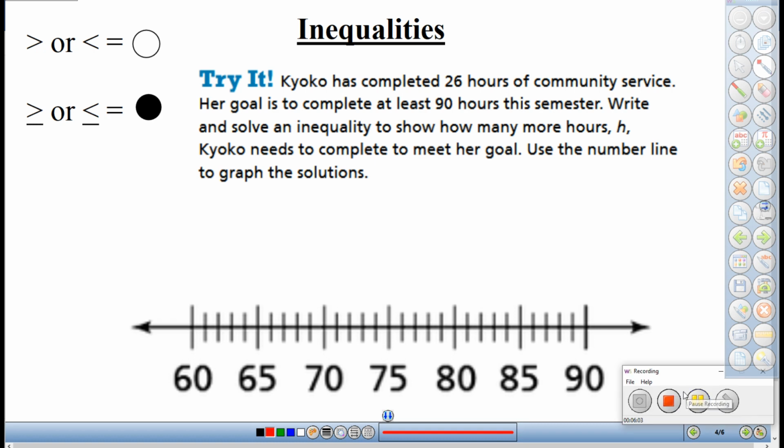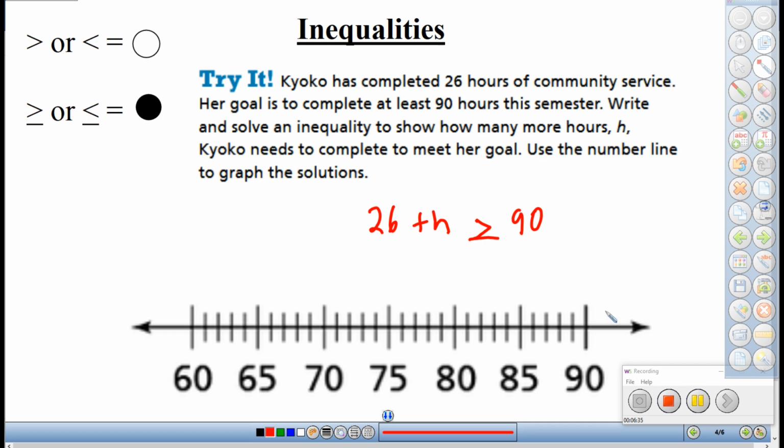So the total number of hours is 90, and she has to have at least 90. At least means that much or more. So that to me sounds like greater than or equal to, because she can have more than 90, that would be perfectly fine, but she can't have less than 90. So greater than or equal to 90 hours. She already completed 26 hours, and then she has H more hours to go.